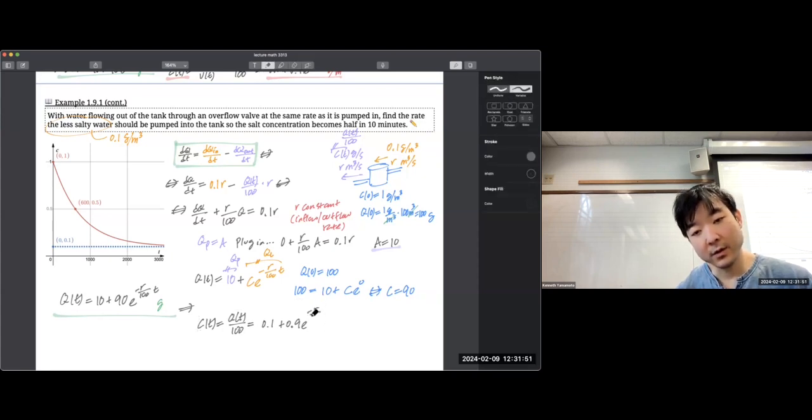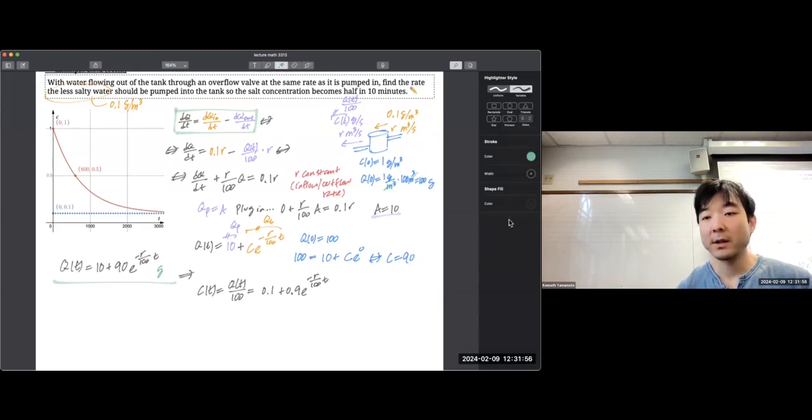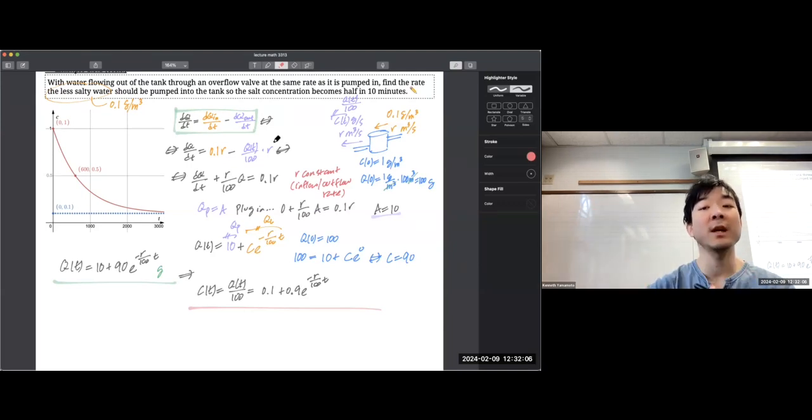Negative r over 100 times t. That'll be the concentration as a function of time. And we kept this r just kind of general because we're trying to figure out the rate that I want to pump water in, and we're assuming that we're also going to pump that same rate out, so that the concentration becomes half in 10 minutes.